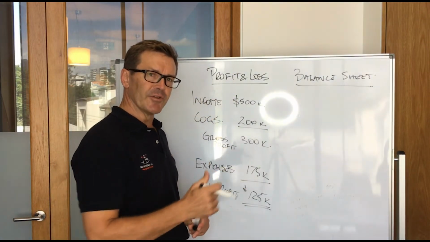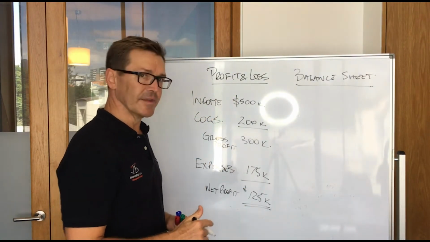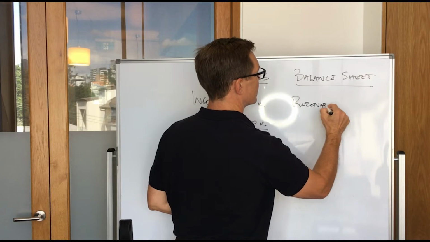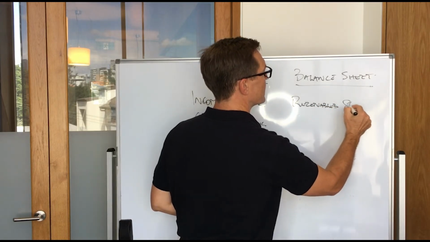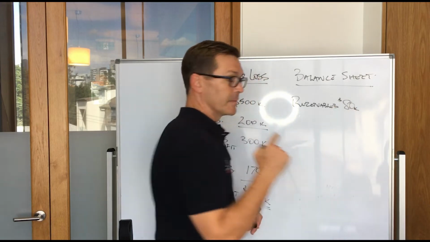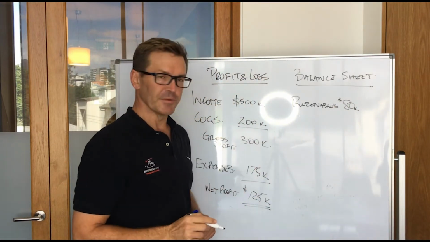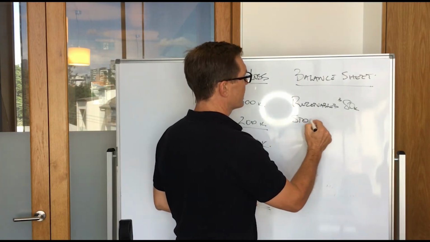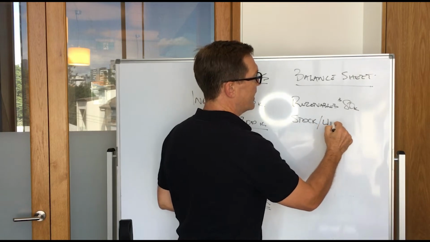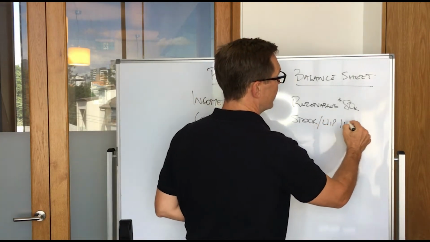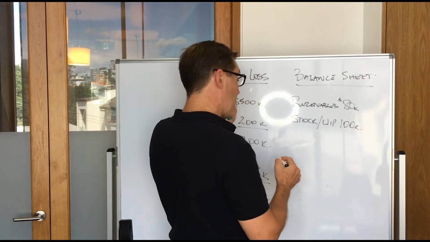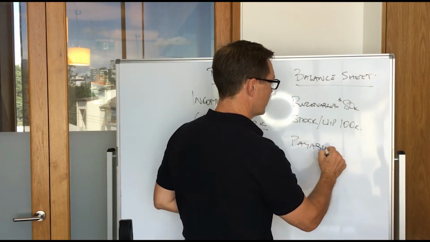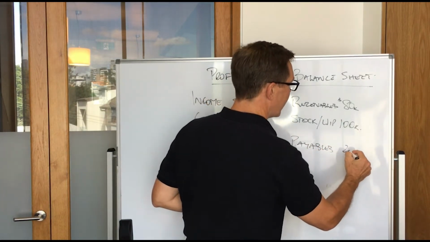So a couple of the key drivers for cash flow out of the balance sheet are these. This business has $80,000 in receivables or trade debtors. It has stock and or work in progress of $100,000. Against that, it has payables or trade creditors of $20,000.